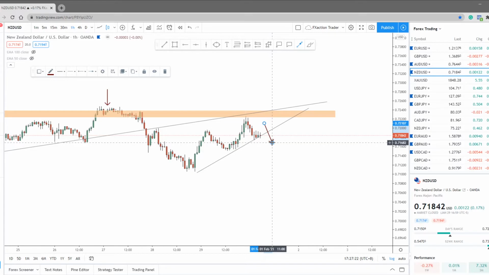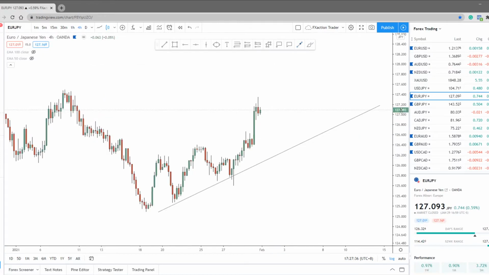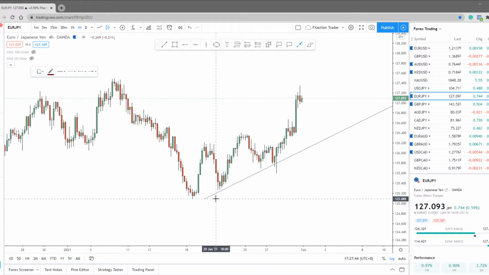Alright, so let's jump to the yen pair. So the first yen pair we're going to trade today is the euro yen. So on euro yen, H4 clearly shows us a very strong uptrend where market keeps on pushing upwards. Market keeps on pushing upwards, and there is a very strong bullish candle.